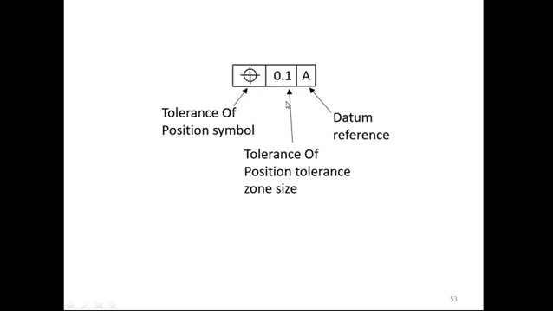Next, friends, when the blocks are shown on a drawing, what is the meaning of each block? The first block is a datum reference. Then the second block is the position tolerance zone. What kind of tolerance we require to achieve, that we give in this second block.